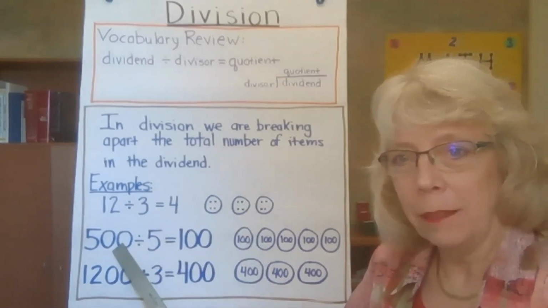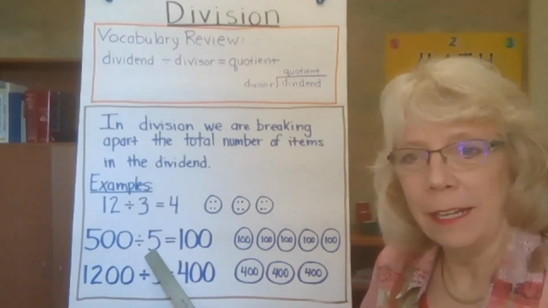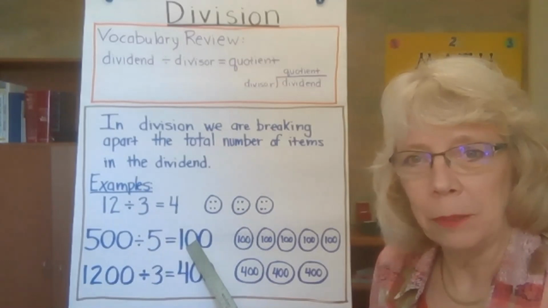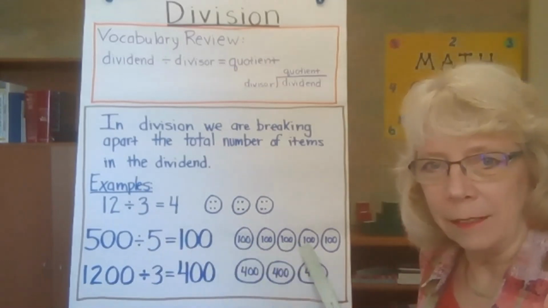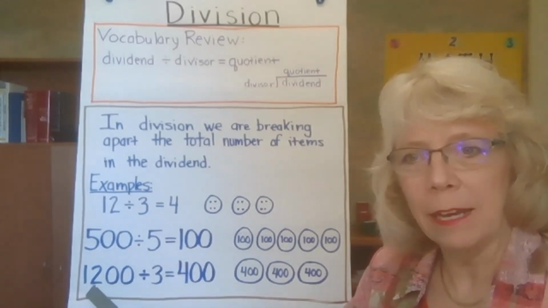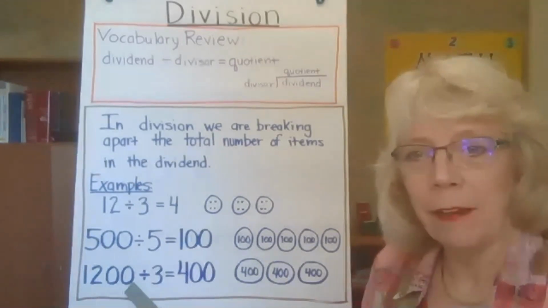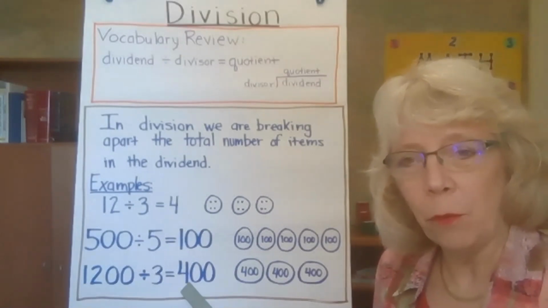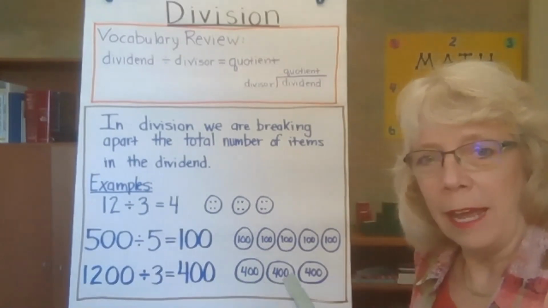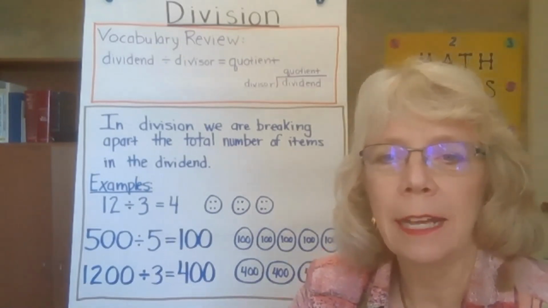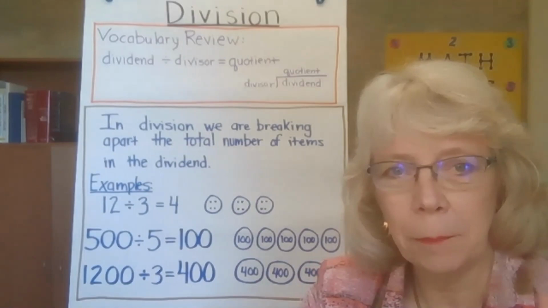So let's go to one in the hundreds. If we start with 500 and we divide it into 5 groups, then there's 100 in each group, and that's shown over here. Now let's go to one that is in the thousands. We have 1,200 divided by 3, and it turns out that means there's 400 in each group, as shown here. So I'm going to pause for a second and change this chart paper.